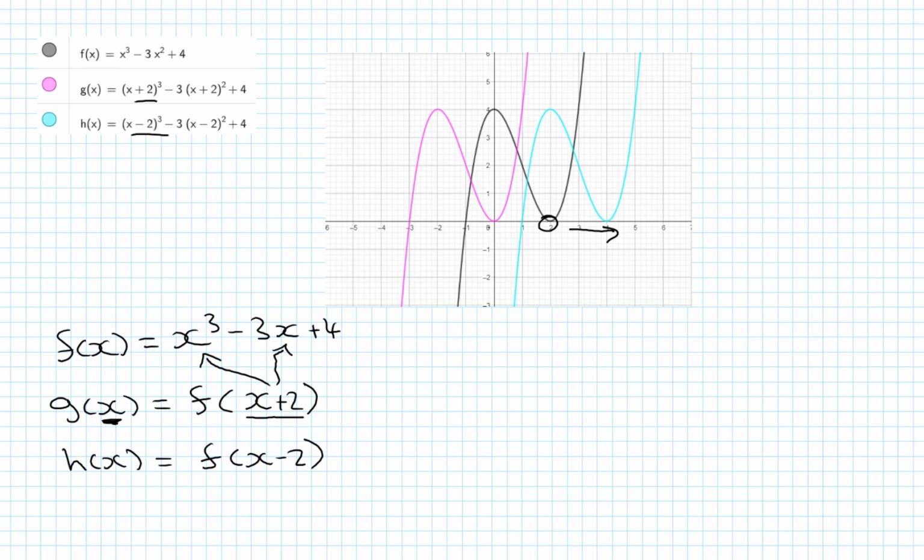Sometimes it's a bit tricky to see when you just use x squared, but when you have a longer function, you have to put the x plus 2 into 2 places, or wherever the x is, you're substituting in x plus 2. So that should give you a slightly better understanding than just x squared.